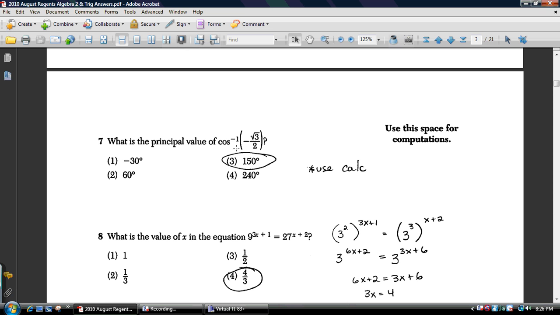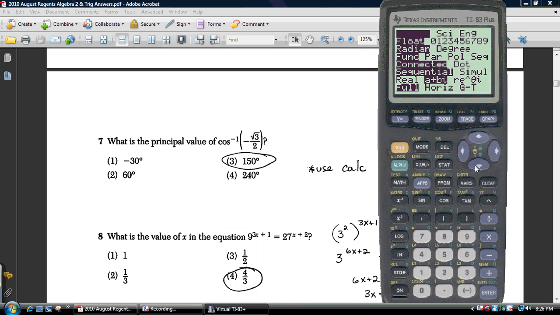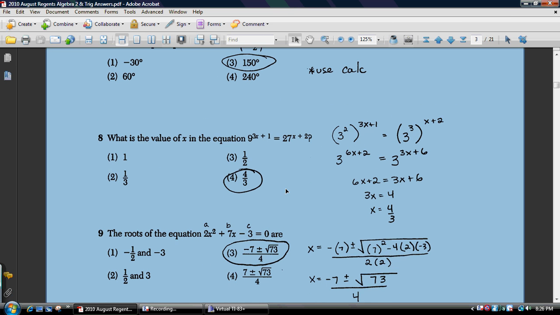What's the principal value of the cos inverse of this? Just plug that in your calculator. Watch, check this out. We have to make sure what mode we're in. We have to put our calculator in degree mode. So cos inverse of negative square root 3 divided by 2 enters 150. That's why you choose that one.